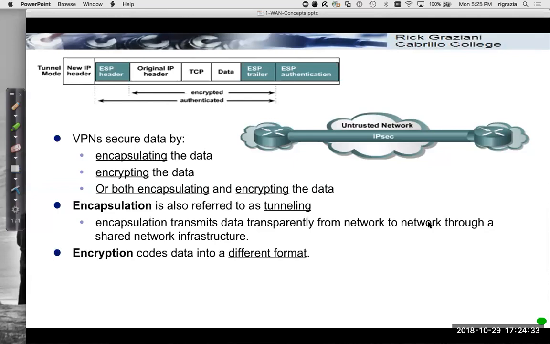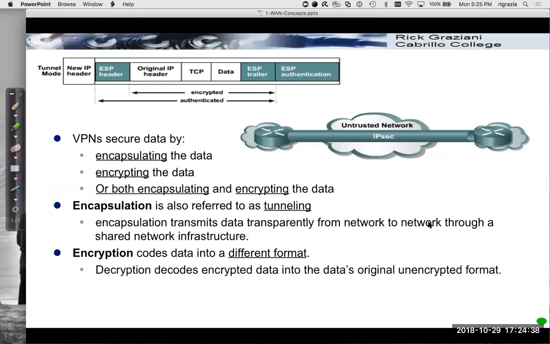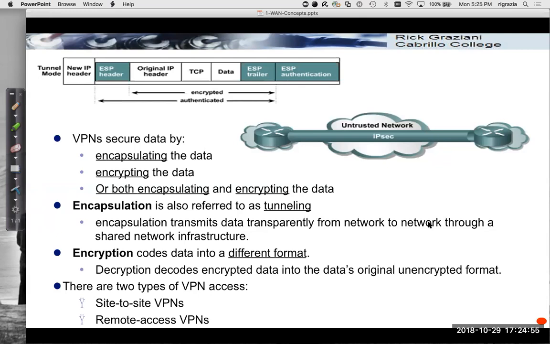Encryption, of course, is putting the information into a format that is unreadable unless you have the key, and then the other end being able to decrypt the encrypted packet. There are several types of VPNs, but we're going to talk about site-to-site VPNs and remote access VPNs. Again, this is all just an introduction to various technologies, and we could go into much more detail, especially on VPNs.